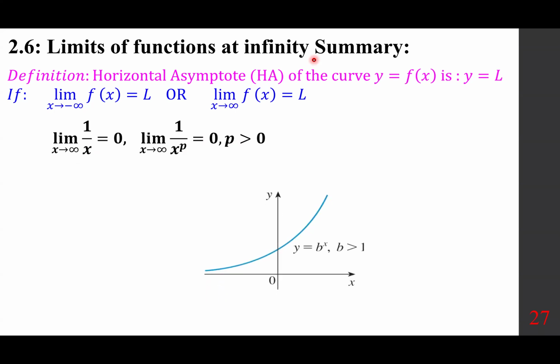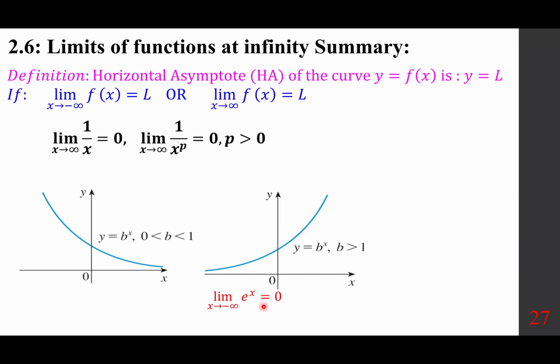Let's look at a few functions. This is an exponential function where the base is larger than 1, or exponential growth. This is a function with the base between 0 and 1, y equals b to the power of x. It's an exponential decay. So, as you can see from the graph, the limit of, for example, e to the power of x as x approaches minus infinity is 0, which gives rise to the horizontal asymptote, and the limit of f of x as x approaches infinity is infinity.